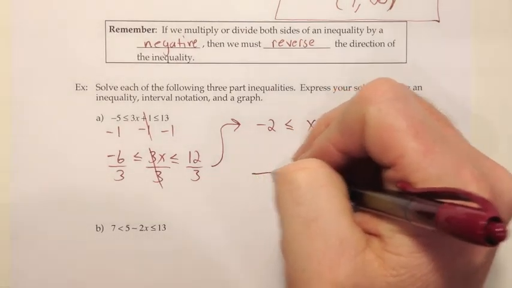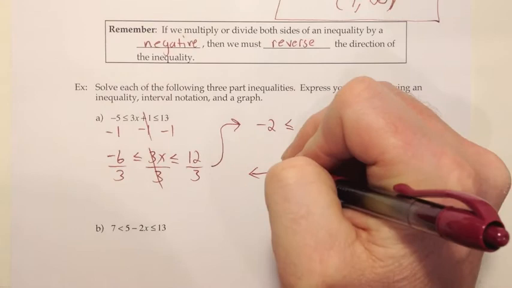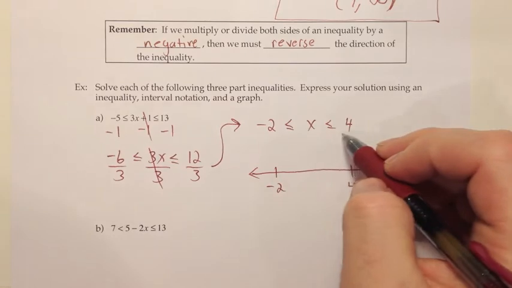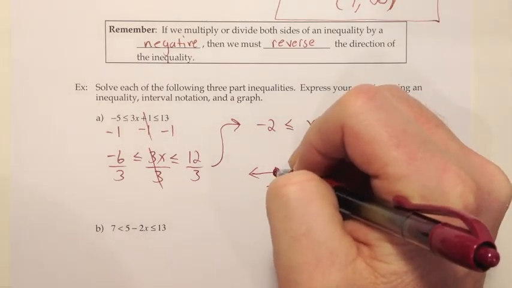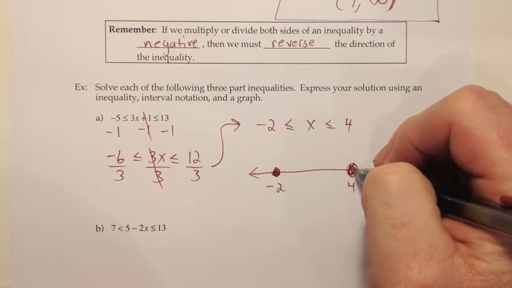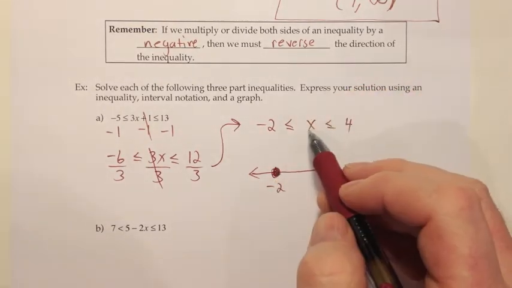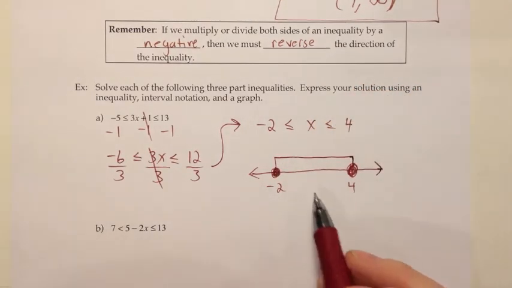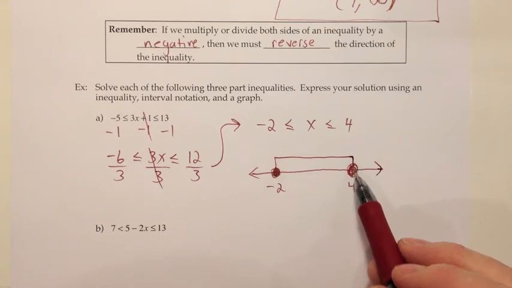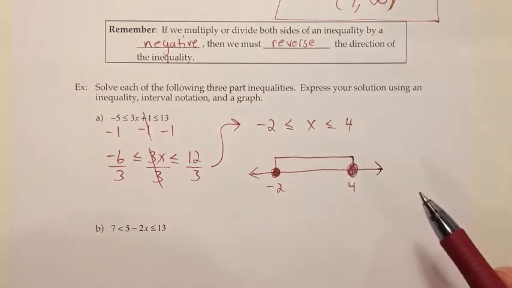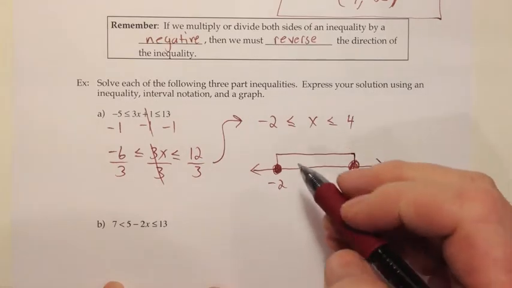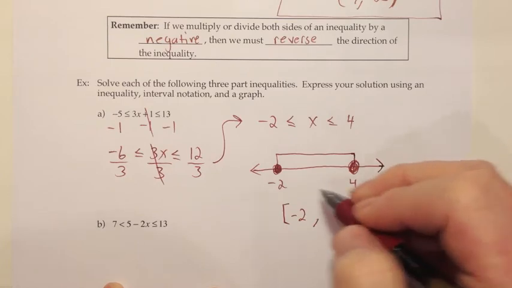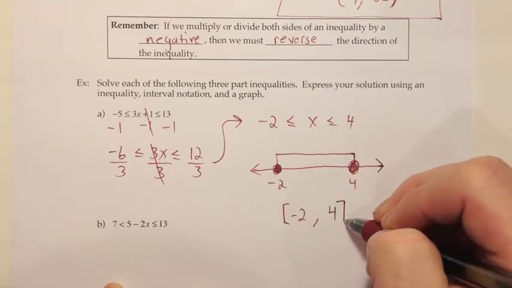The graph part, I would put both of those numbers, the negative 2 and the 4. I would think about whether they're included or not. They both have the or equals, so they both get solid circles. And then where's the x? The x is in between negative 2 and 4, and so our solution graph is that portion of the number line that is between negative 2 and 4, and including negative 2 and 4 because of the extra lines. And then for interval notation, where does our graph start on the left? Negative 2, which is included, so square bracket. And on the right, it ends at 4, which is also included, so another square bracket.